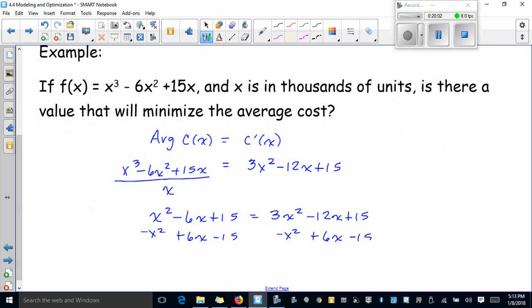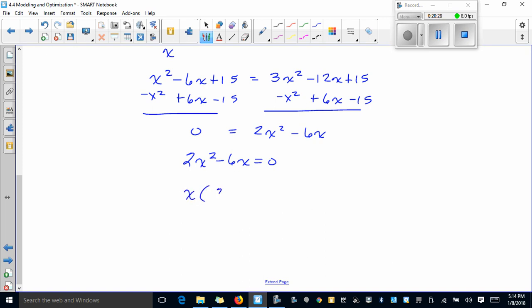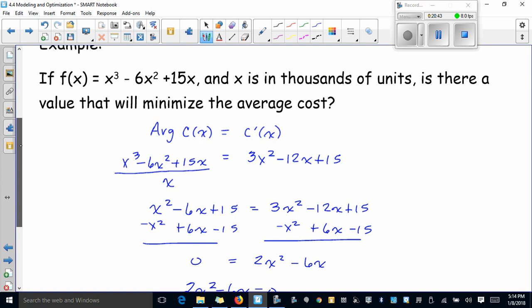I have an x on both of these, so I'm going to take one off. I get left over 2x minus 6. So either x equals 0 or 2x minus 6 equals 0. Well, first of all, the problem says to find the smallest average cost. I guess you can minimize your cost if you don't make anything, but you're not making money off of anything either. So we're going to cancel out x equals 0. So we get 2x equals 6, so x equals 3.